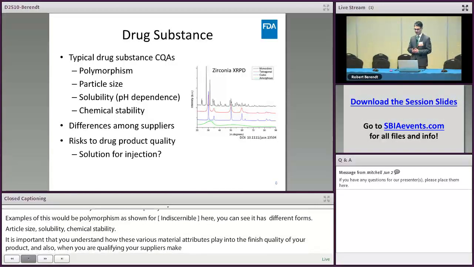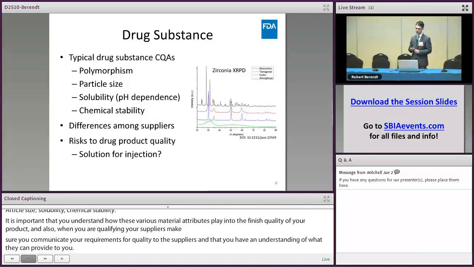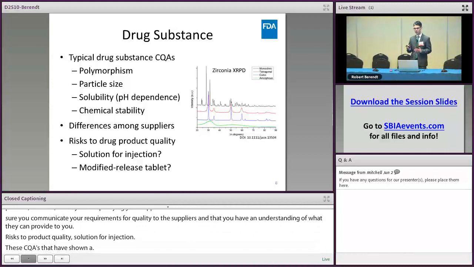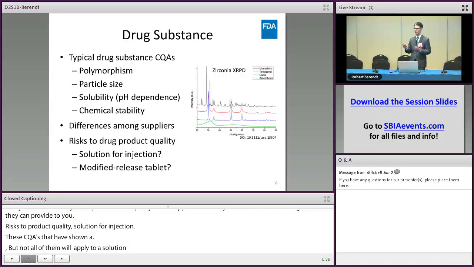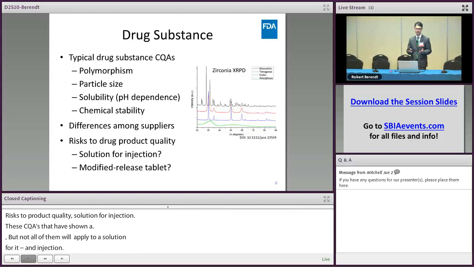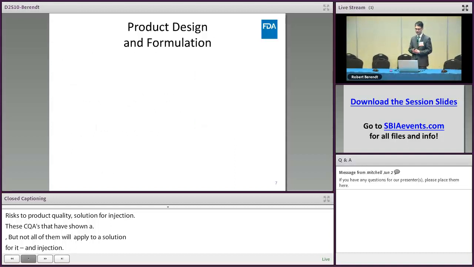Risk to product quality. Solution for injection. These CQAs that I have shown up here, not all of them will apply to a solution for injection in the same way as it would a modified release tablet, where maybe polymorphism and particle size is very important for the tablet, but it might not be as important for a solution injectable where the drug substance is completely dissolved in that vial. But again, as a drug product quality assessor, you need to provide us with the information necessary to demonstrate whether or not any of these material attributes that are shown here are critical, and then how you propose to control them to end up with the final product quality.